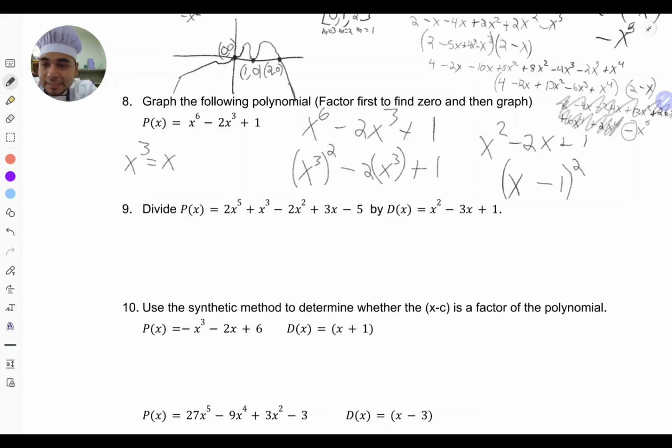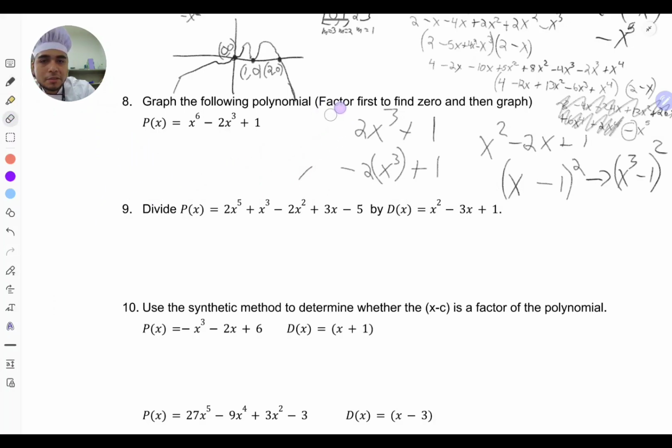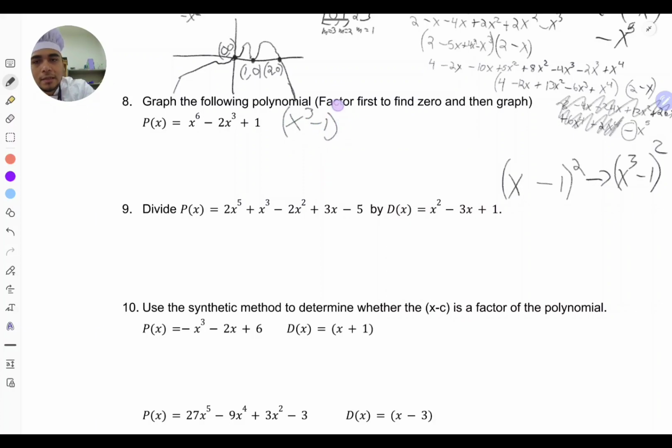Now we did say that x cubed is equal to x, so therefore if we substitute in this x cubed into this x, we should get our final answer, which substituted becomes x cubed minus 1, squared. Now, with that being said, we have finally found our factored form of this polynomial right here. Now what we have to do, I'm going to erase everything now. I'm going to rewrite this up here. So x cubed minus 1, squared.